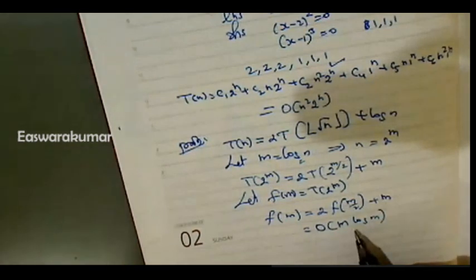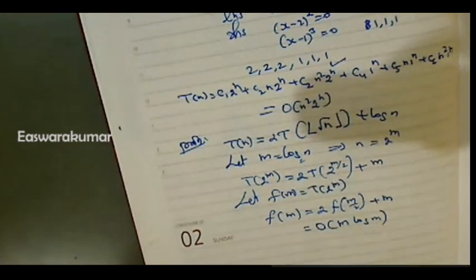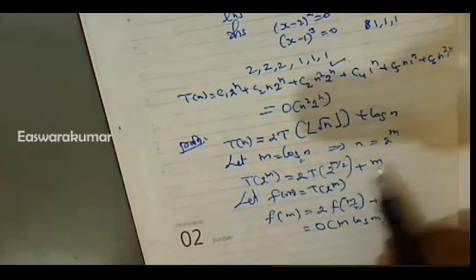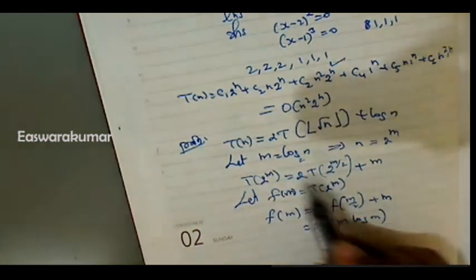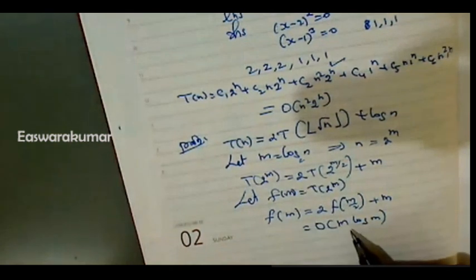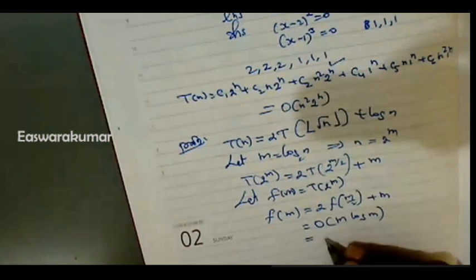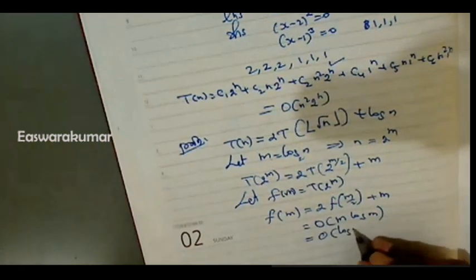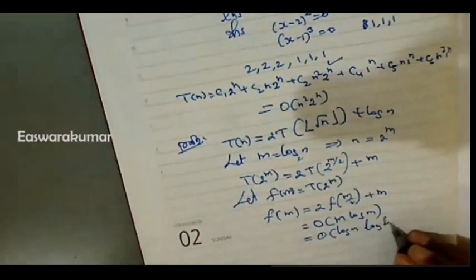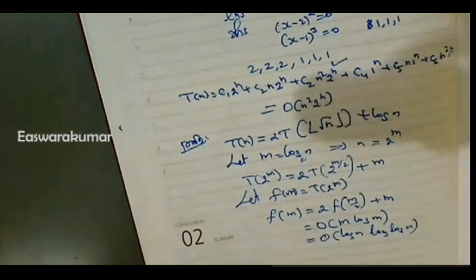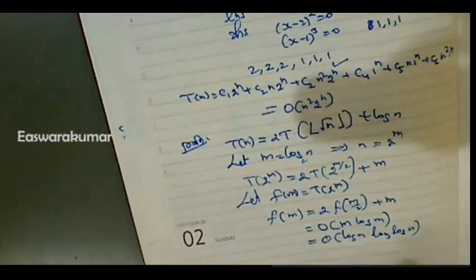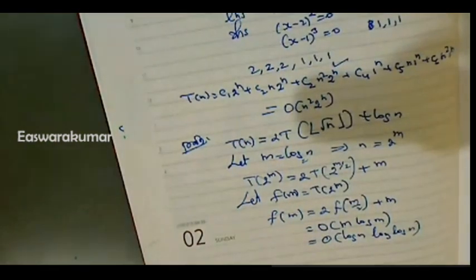But size of the input is m. But what happens? M is not our original size of the input, that is n. So again we have to substitute back. So what you substitute back? M is equal to log n, right? M is equal to log n. So if you substitute that, that is order of log n log log n. So this is the final complexity. So order of log n log log n is the complexity of this recurrence equation.